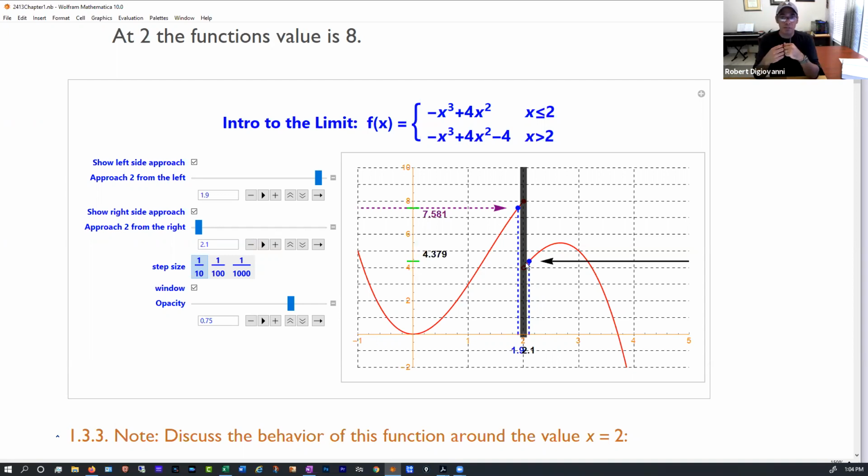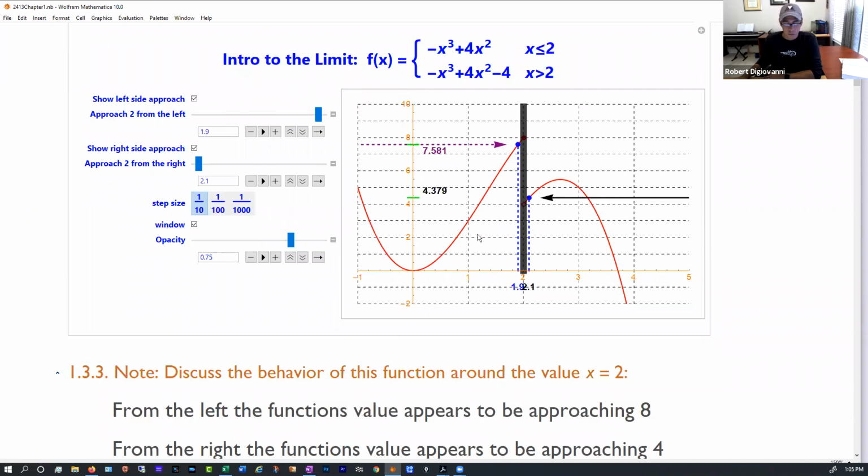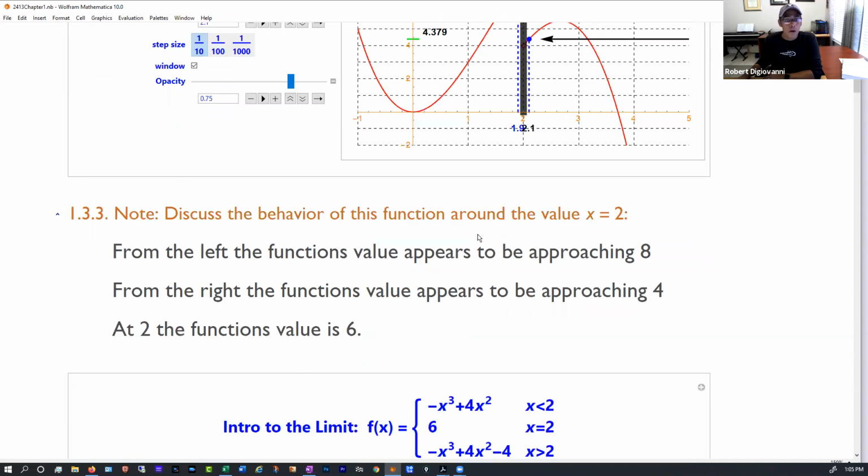Okay, so let me just restate that. From the left, that's a calculus thing. The function's approaching 8. From the right, that's a calculus thing. The function is approaching 4. And at 2, that's the algebra thing, the value is 8. All right, so those are 3 distinct things we're kind of looking at. Any questions on that? No, sir. Okay, good, thank you.